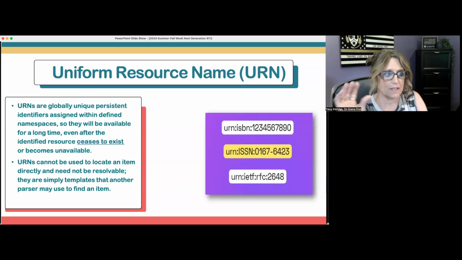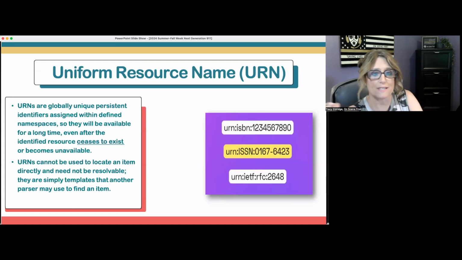By definition, URNs are globally unique. So while there might be other Tracy Ann Eldridges out there, were they actually Tracy Ann Weckeser before they were Tracy Ann Eldridge? No. So the uniform resource name is very specific to the one entity. Okay.